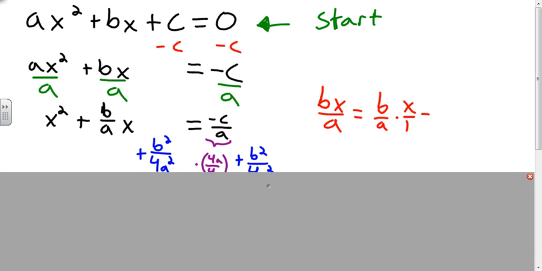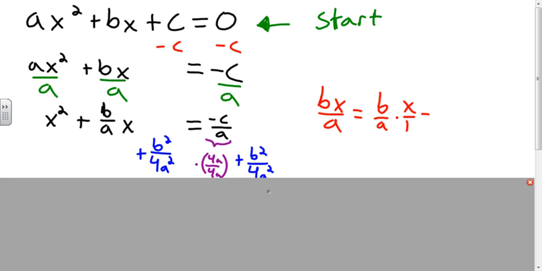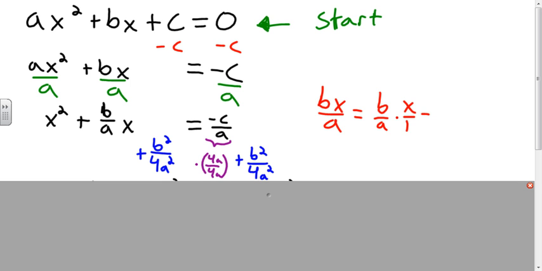next thing we do is add b squared over 4a squared to both sides. The reason we do that is because we're completing the square here. So remember, anytime we complete the square, we look at our second piece, take the coefficient in front of that, so our b over a, and we need to divide by 2, which is the same as multiplying by 1/2. So when we do that, we're left with b over 2a.